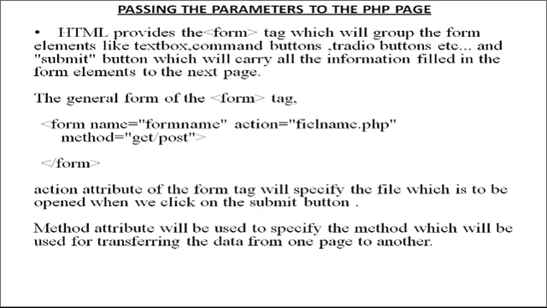Suppose we have student.php. Then all the information of the file student.php will be used when you click on submit, and then the method, get or post. We have to use two methods, get and post. The action attribute of the form tag specifies the file which is to be opened when we click on the submit button. The method attribute is used to specify the method which will be used to transfer the data from one page to another page.